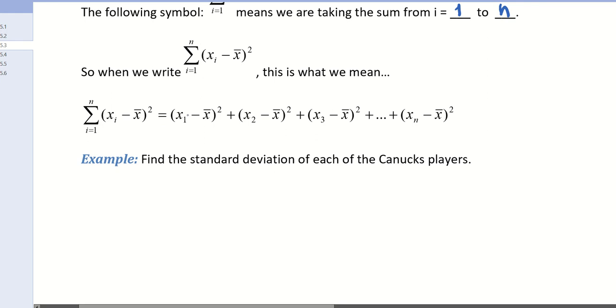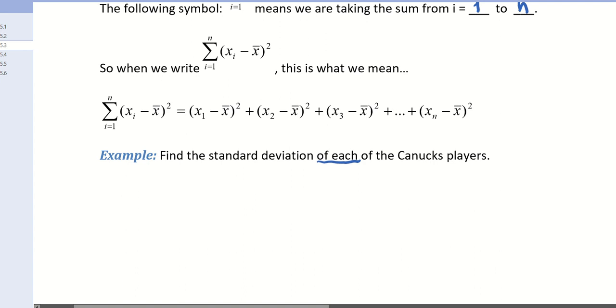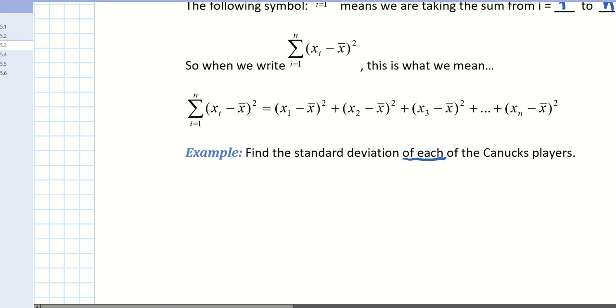We're going to write x1 minus x bar squared plus x2 minus x bar squared plus x3 minus x bar squared plus x4 minus x bar squared plus x5 minus x bar squared. Okay, so let's do one standard deviation for one player. I'm not going to do it for each because it takes way too much work, but let's do one for Boros, which is the first player. So we know the mean. I found it on the previous page, so let me write it on the side. So this is going to be for Boros.